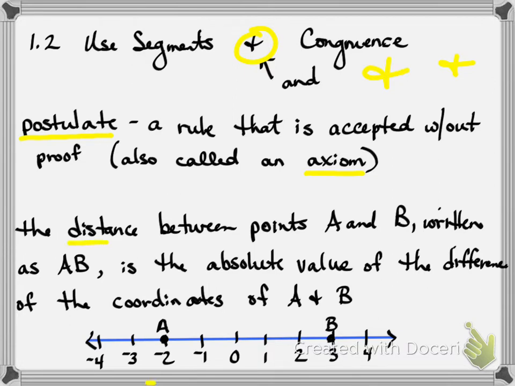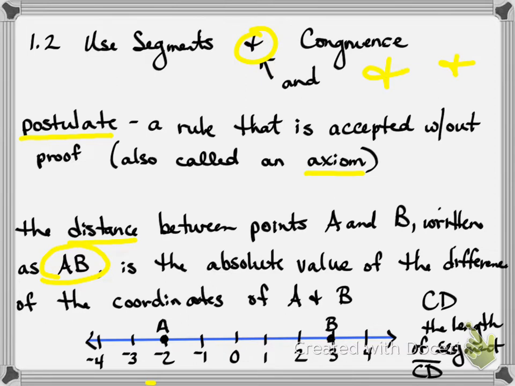Next definition is distance. The distance between points A and B, written as AB with no symbols above it, is the absolute value of the difference of the coordinates of A and B. One thing to note, you are going to have homework and they are going to say that. And you're going to think, what about CD? Well, that is our symbol for find the length of segment CD. So it's really important that you notice that and get used to that notation.